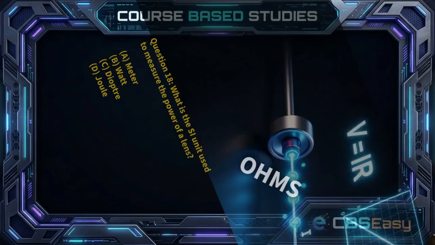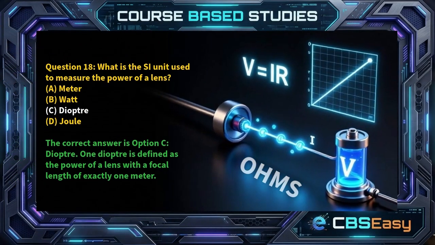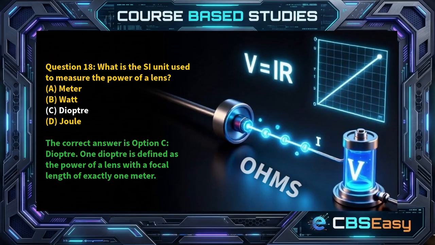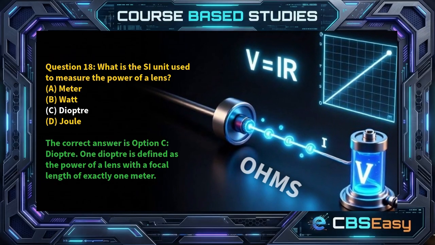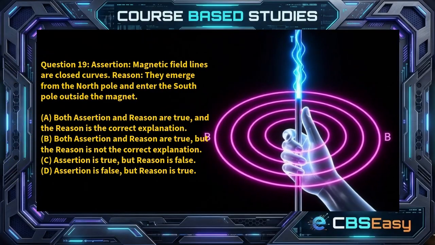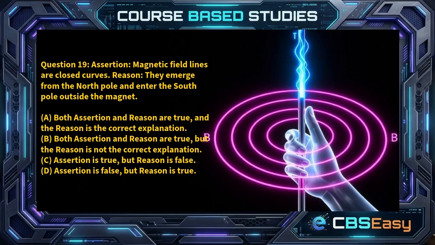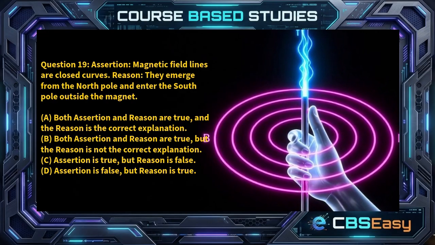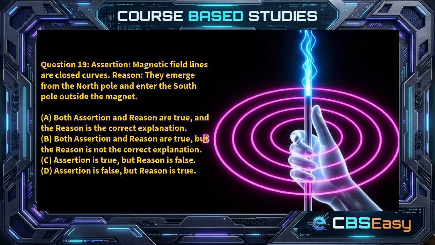The correct answer is option C. Diopter. One diopter is defined as the power of a lens with a focal length of exactly 1 meter. Question 19. Assertion. Magnetic field lines are closed curves. Reason. They emerge from the North Pole and enter the South Pole outside the magnet.